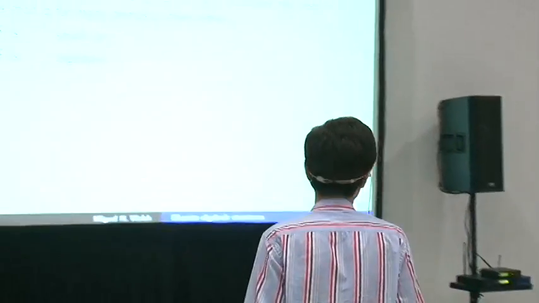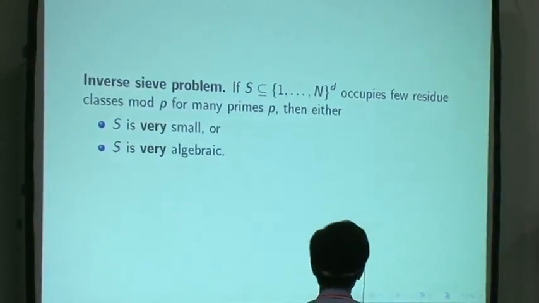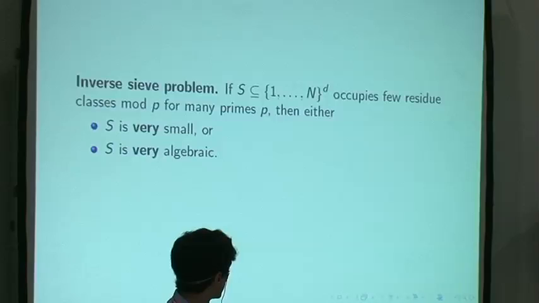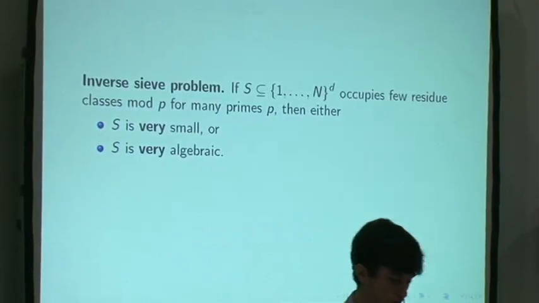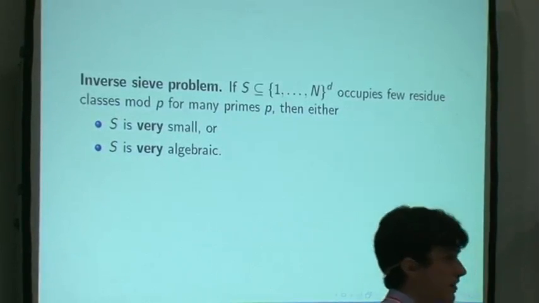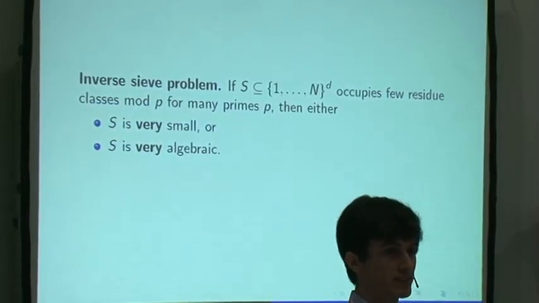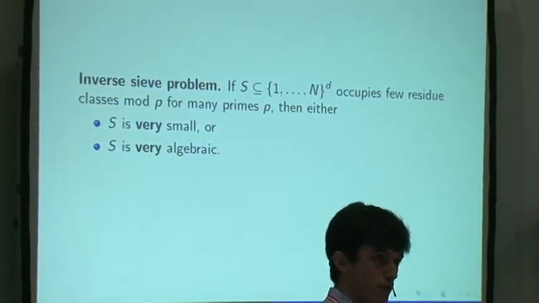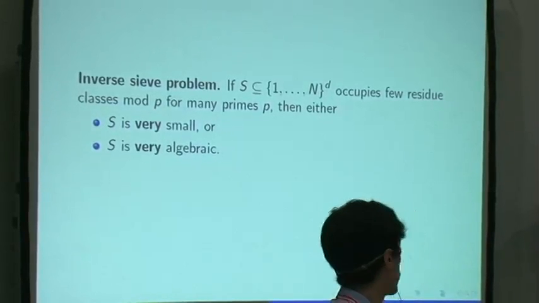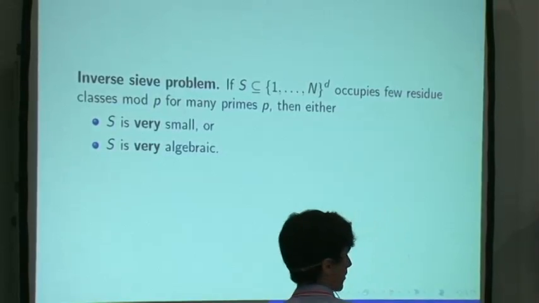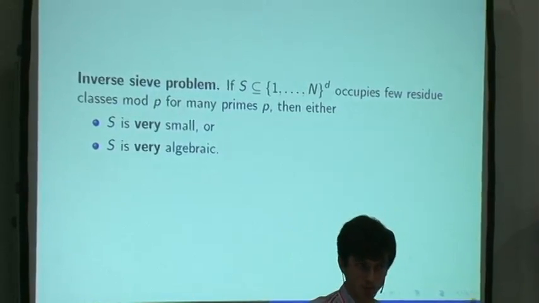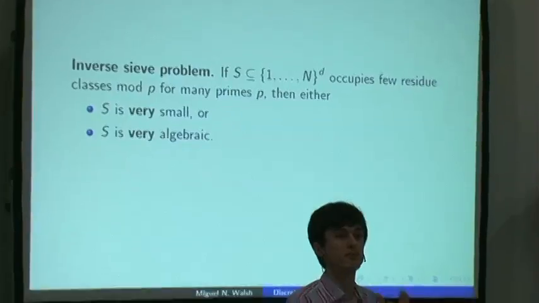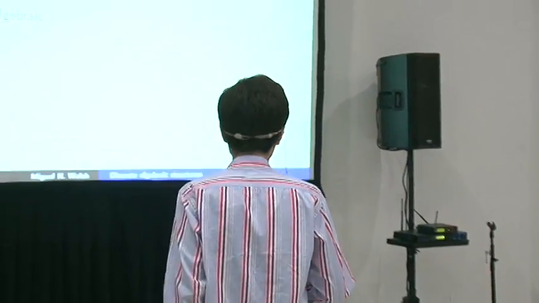So maybe this is meaningless, so the right conjecture is this one. We have a set that occupies very few residue classes mod p for many primes p, then either S is very small, much smaller than what sieve theory tells you. So you can, in fact, improve the bounds. When you have this problem, you have much better bounds than you had before. Or your set is very algebraic, which means that not only do you have a polynomial, for example, vanishing on your set, but the polynomial is of a very small degree. You can really have a uniform control on the degree of this polynomial. It's a strong kind of algebraic structure. So this is the problem.